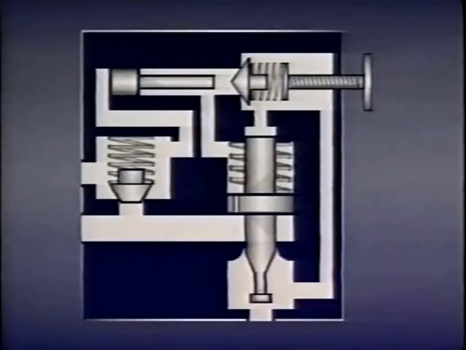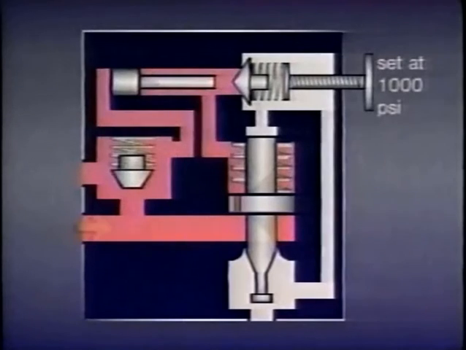Here's how it works. When the accumulator is being filled, flow from the pump, shown in red, goes past the check valve and into the accumulator, filling it with fluid. Fluid at the same pressure also goes through a pilot passage to one end of the differential piston, and through another passage to the other end of the piston and to the face of the dart.